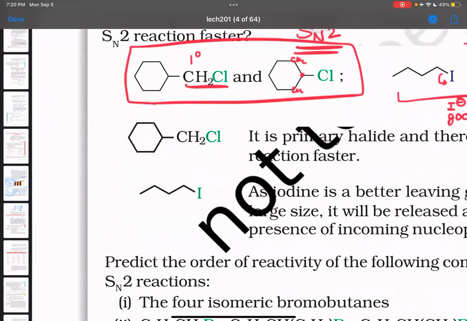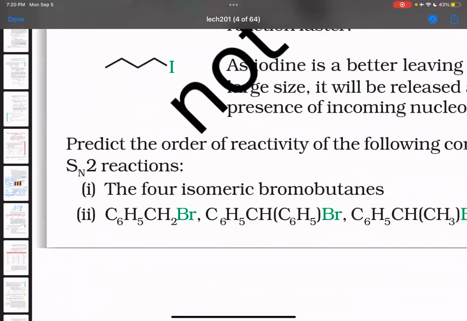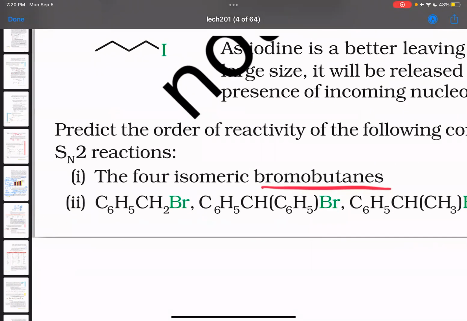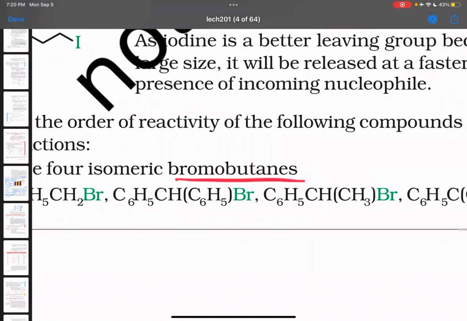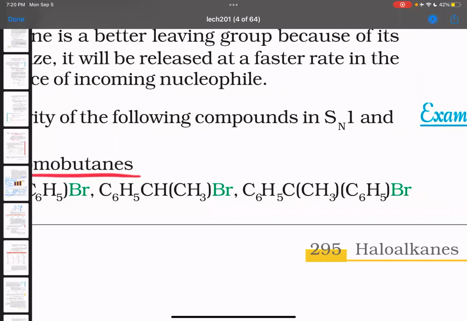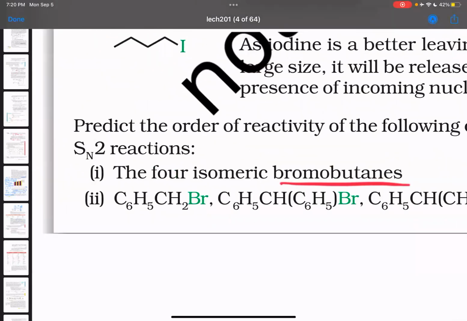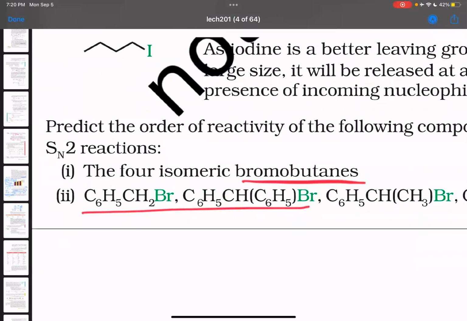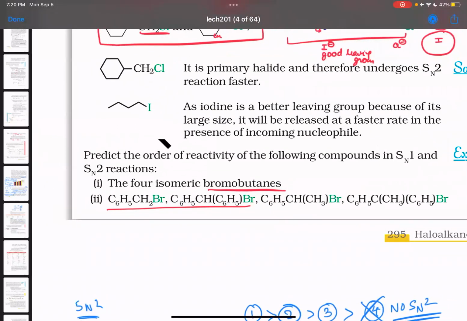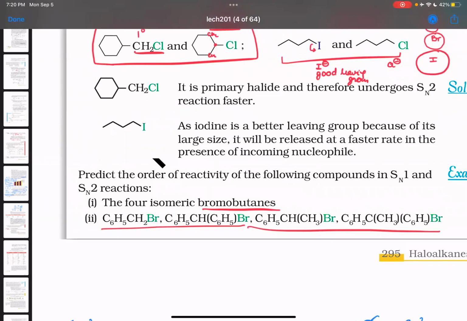Yeah. So for isomeric bromobutane, the question which we did just now, what is the rate of SN2 reaction? I hope you can do it. And what is the rate of SN1 reaction? That also we did. So we can do it on this one. This question is very, very important. So first tell me, what is the rate of SN2?